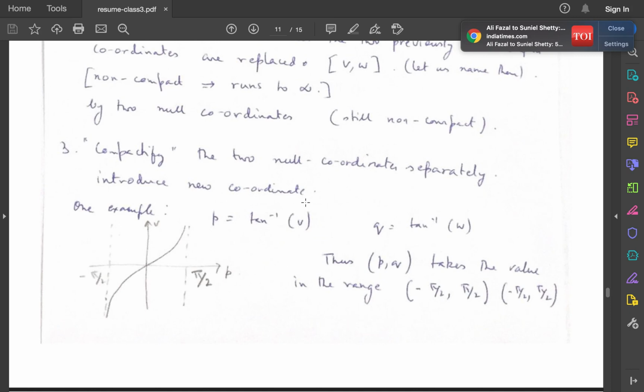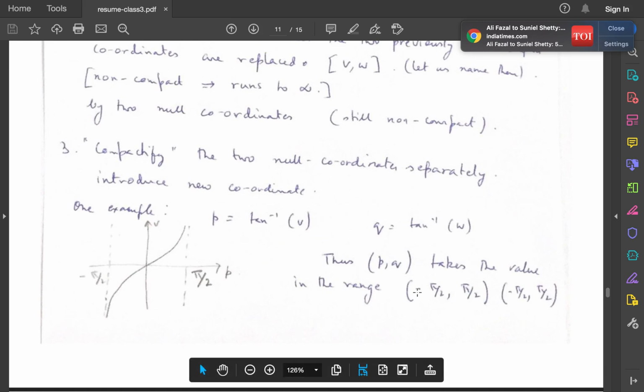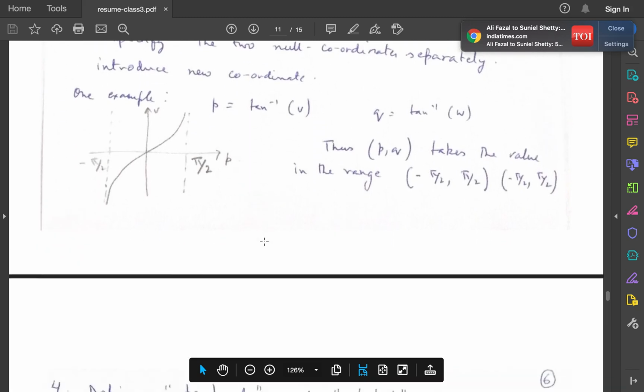You can also have any other transformation that you like. I have introduced this as an example. So thus p and q take values in the range minus pi by 2 to pi by 2 and minus pi by 2 to pi by 2. Okay, so now we have compactified the coordinates.